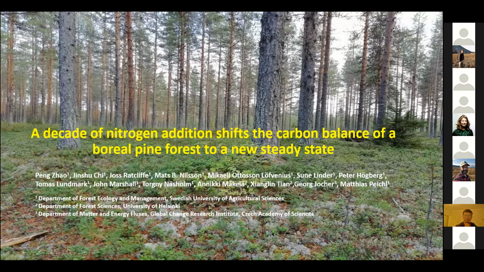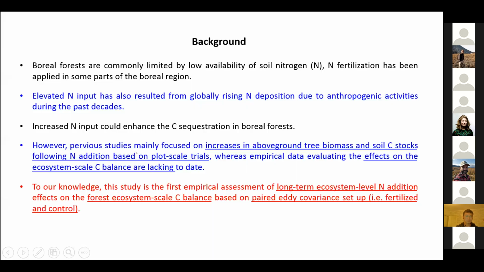Today I'm going to talk about our results of the long-term nitrogen addition on the forest ecosystem scale carbon balance in a boreal pine forest based on eddy covariance measurements. As we know, boreal forests are commonly limited by nitrogen, and nitrogen fertilization has been applied in some parts of the boreal region. In addition, the elevated nitrogen input has also resulted from the increasing atmospheric deposition during the past decades. All this increased nitrogen input could enhance boreal forest carbon sequestration.